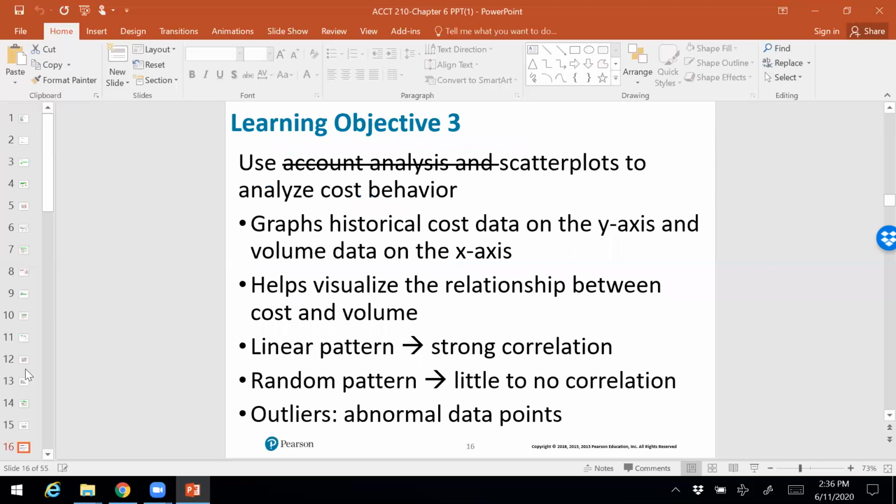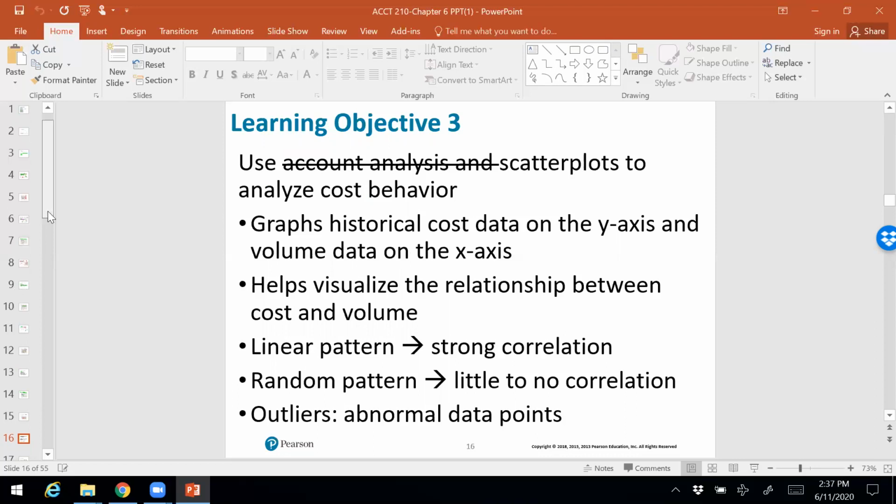So today we continue with our learning objective. We will start learning objective 3. We focus on the scatter plot to analyze cost behavior. So you don't need to look at the textbook about account analysis. We only focus on the second part. What's the meaning of this?